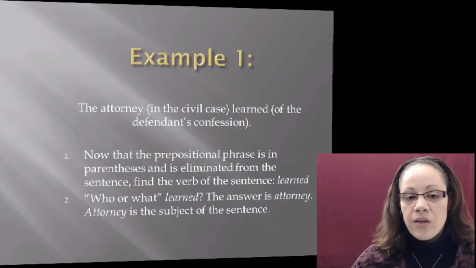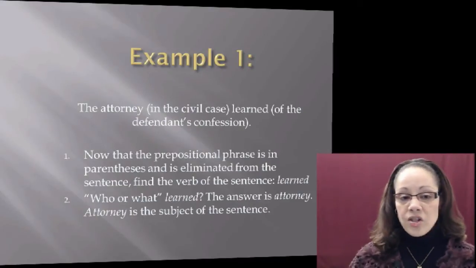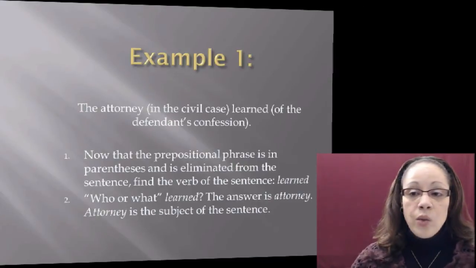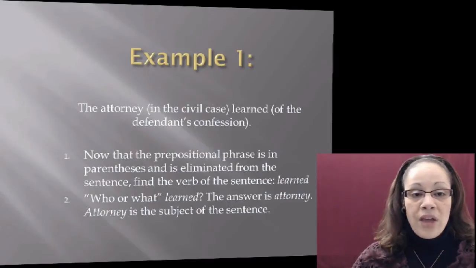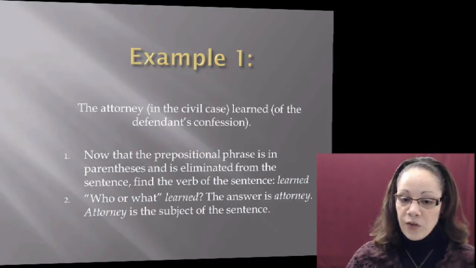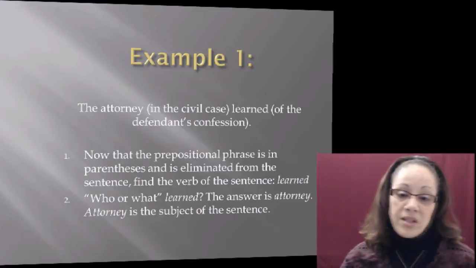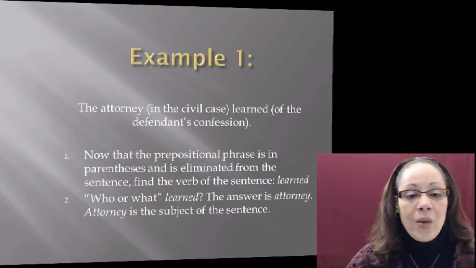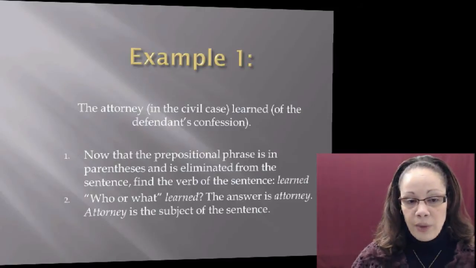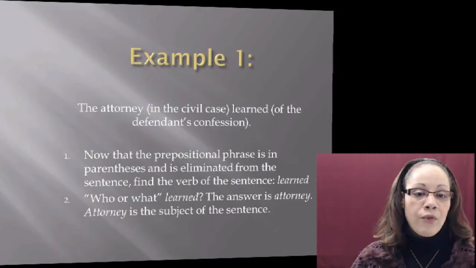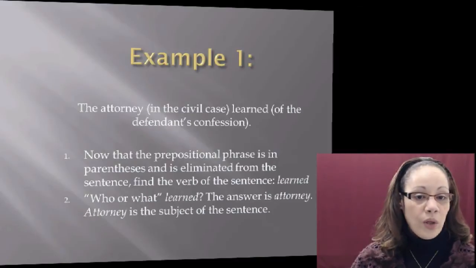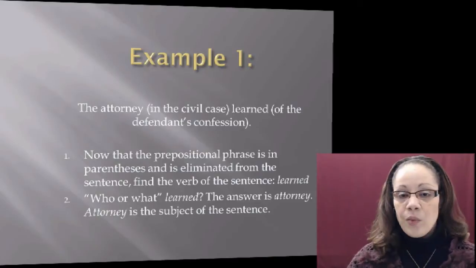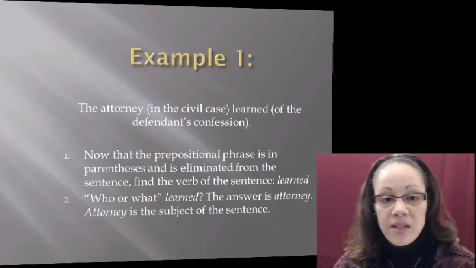The attorney in the civil case learned of the defendant's confession. I have two prepositional phrases in this sentence, and to eliminate those, so we know that anything in those two prepositional phrases are not subjects and verbs of the sentence, I went ahead and I put them in parentheses for you. So in the civil case is our first prepositional phrase. In, if you remember from Module 1, is a preposition word. Civil case is our object of the preposition, which cannot be the subject of the sentence.